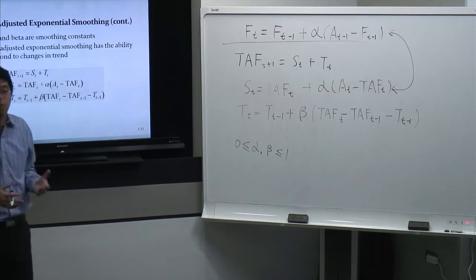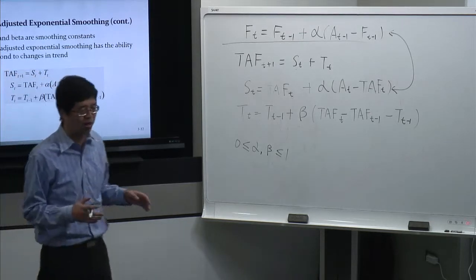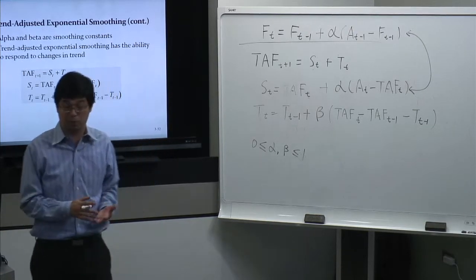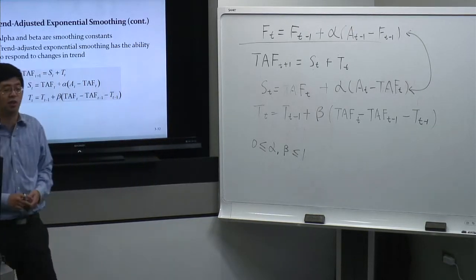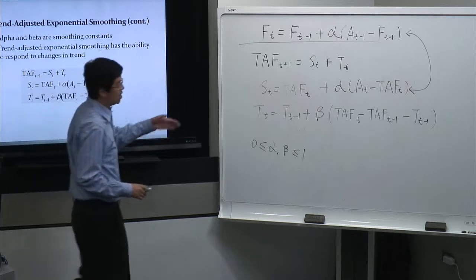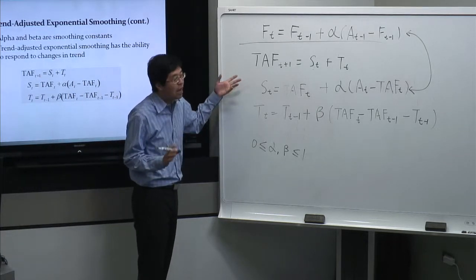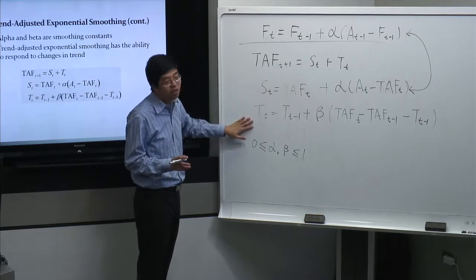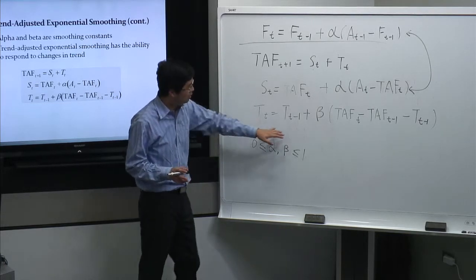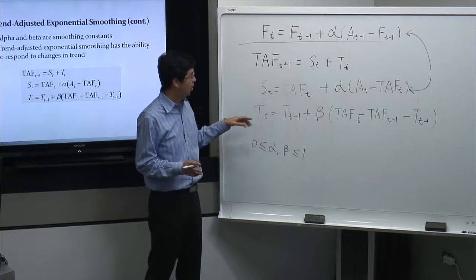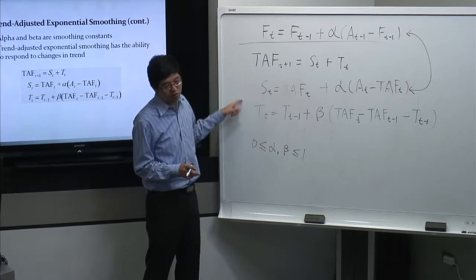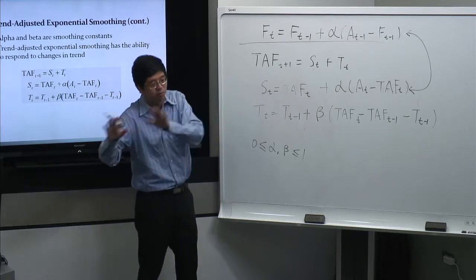It will take you some time to digest the contents of this method. For some students, this may be the most complex method we will learn in this chapter. But the general idea is that S_t is nothing new. Don't be afraid of S_t, that is exponential smoothing. T_t is something new, but just follow this equation. Every period, you update T_t, you get T_t, and then you get T_{t+1}, and move forward.